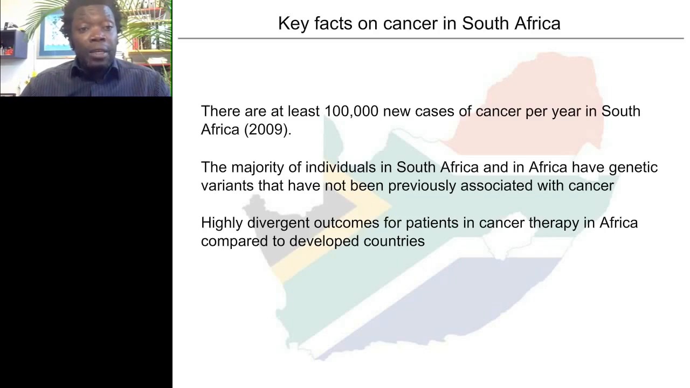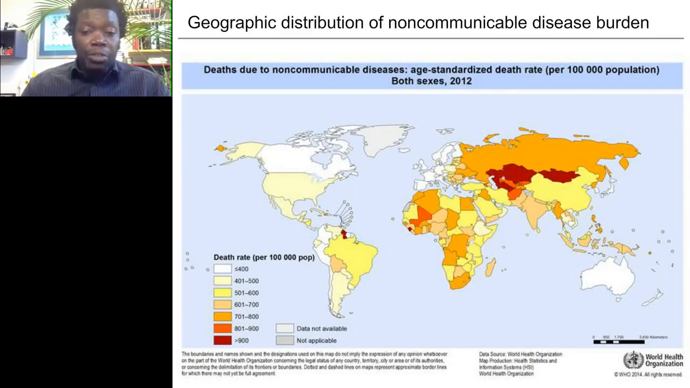One of the most striking things that happens because of this background and the lack of epidemiological data on cancer in South Africa is that we have very highly divergent outcomes for cancer therapy. That's broadly speaking in Africa and specific to South Africa as well. And those divergent outcomes will be reflected in the next couple of slides that I'm going to show you.